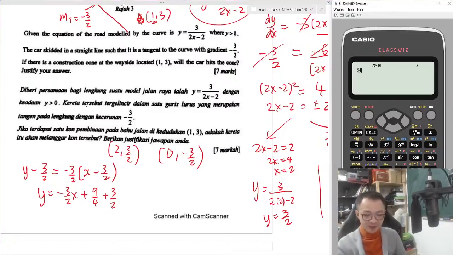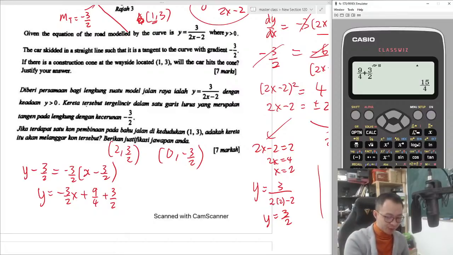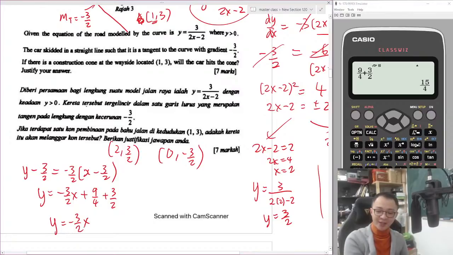Okay, 9 over 4 plus 3 over 2 is 15 over 4. Did I make any mistake? No, right? 4 minus 2 is 2. Okay, positive 3 over 2 minus 3 over 2. Okay, y equals negative 3 over 2 x plus 15 over 4.